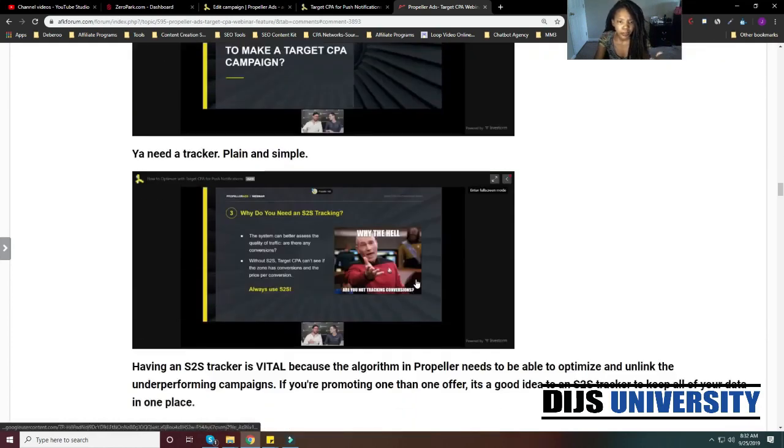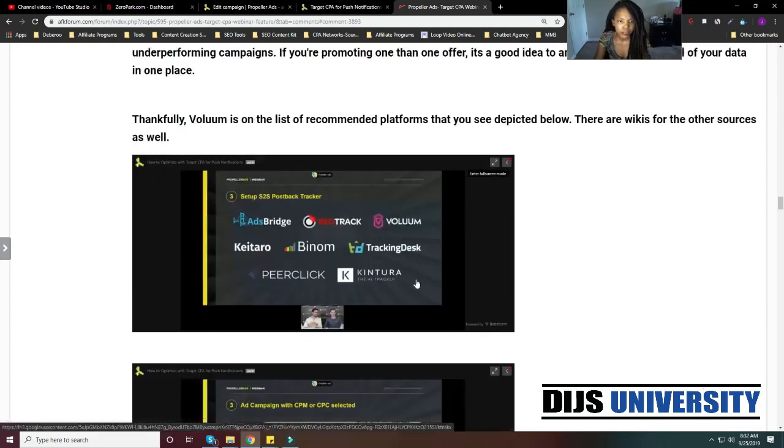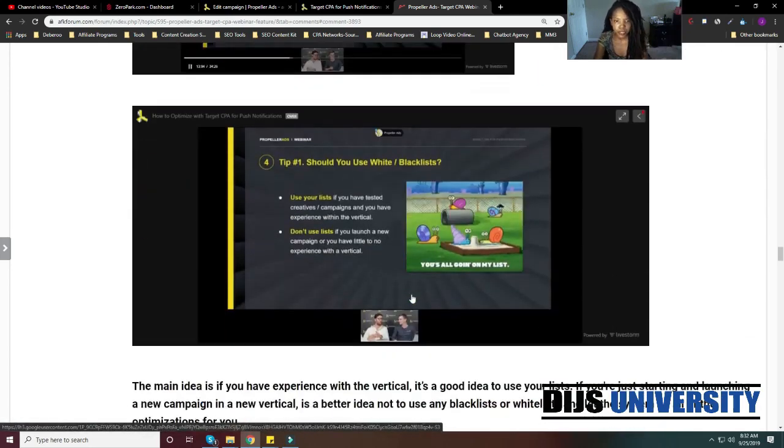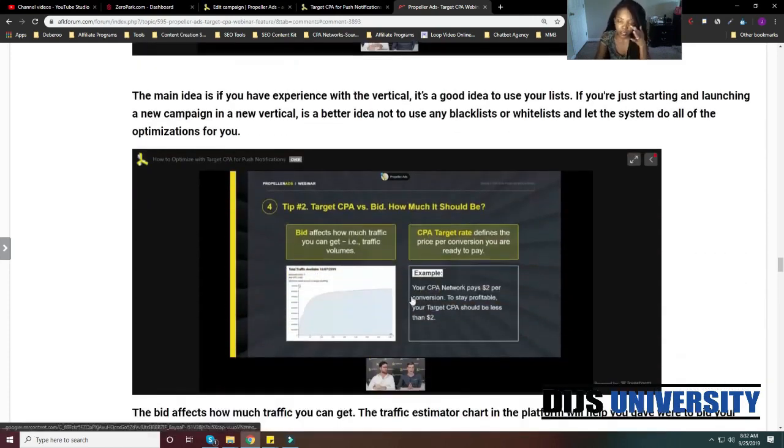What do you need to make a campaign, a system? You need a tracker, obviously. Set it up, enable it, tips and tricks. Okay, so they think that we should not use lists if it's a new campaign, and we should use the list if we've tested it. So we are using a list right now because we have tested it. And let me think. Let's see, what else can I talk about target CPA before I show it to you?